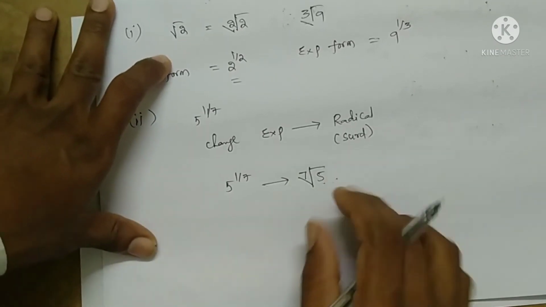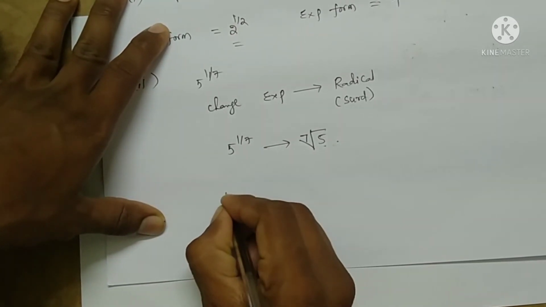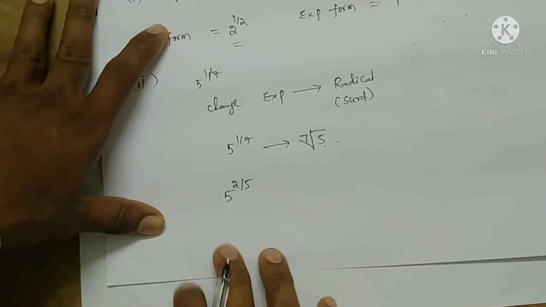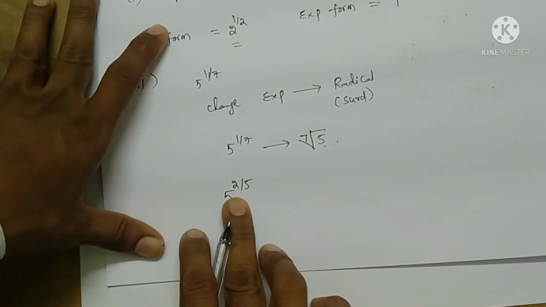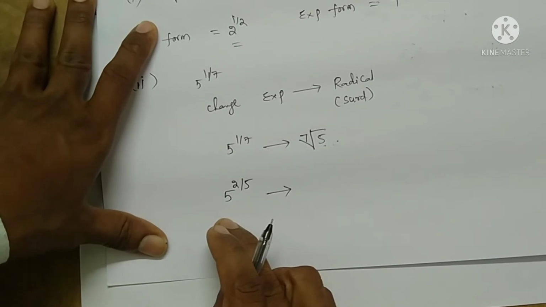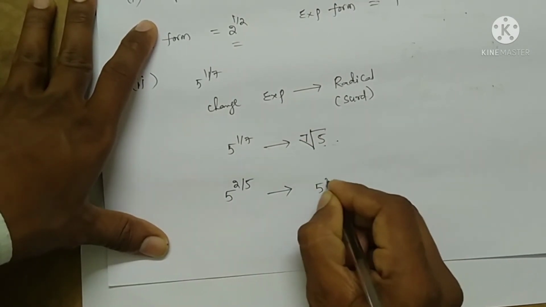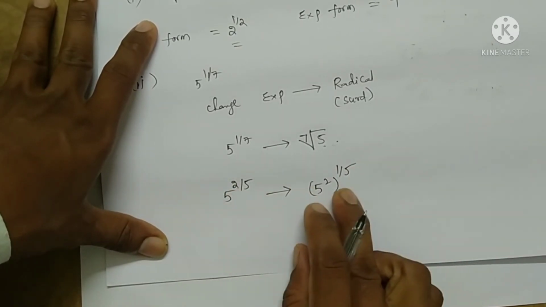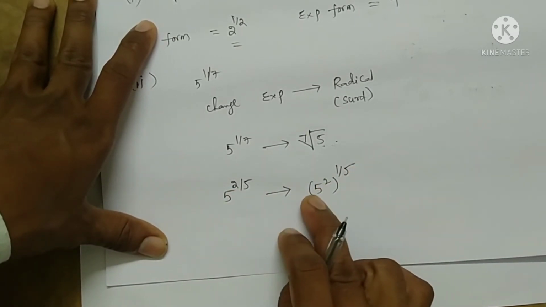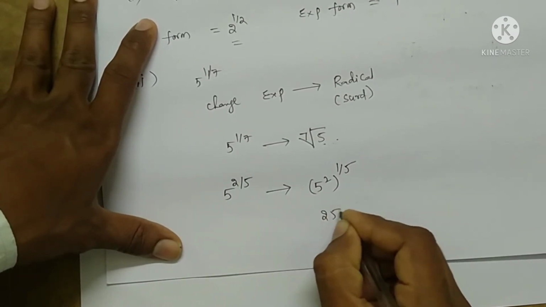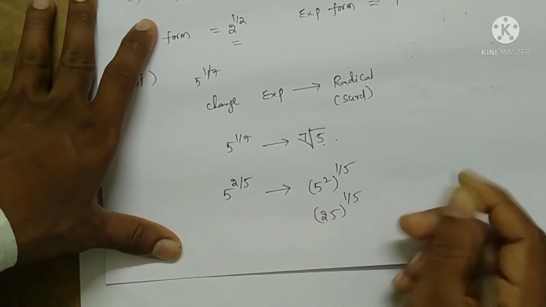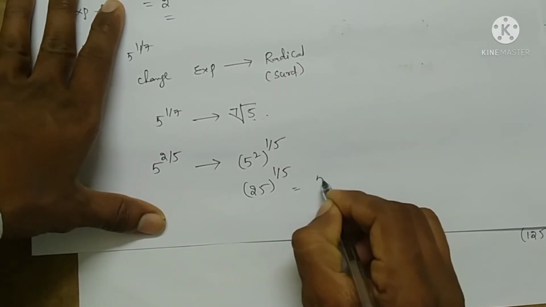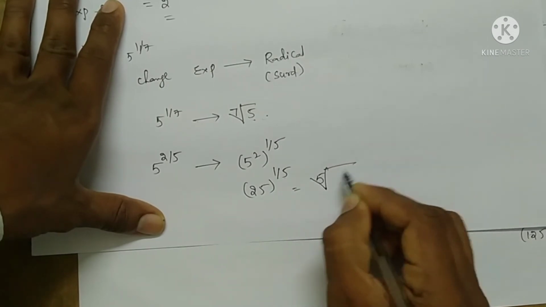Next question, third one, 5 power 2 by 5. So let's change it into radical form. So 5 square whole to the power of 1 by 5. It is nothing but 5 square whole to the power of 1 by 5. Here 5 square means 25 whole to the power of 1 by 5. So that is equal to fifth root of 25.